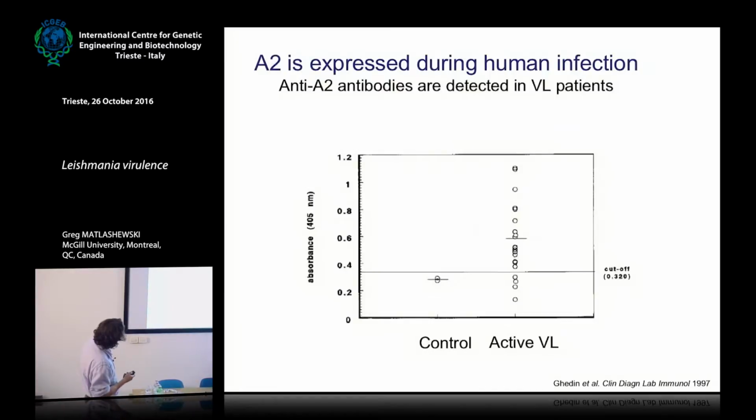We know that it's obviously expressed in humans because a lot of people actually have antibodies against A2. Elodie Godet looked at antibody titers against A2, and 80 to 90% of people do develop antibodies against A2. So it is immunogenic as well in people who are infected, in visceral leishmaniasis patients.